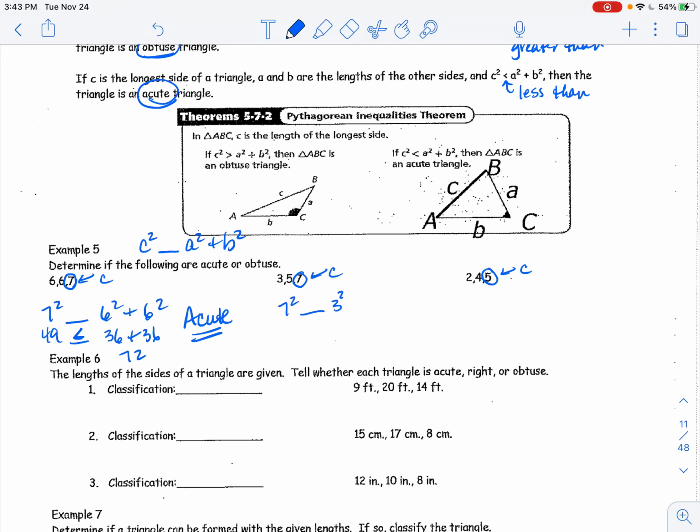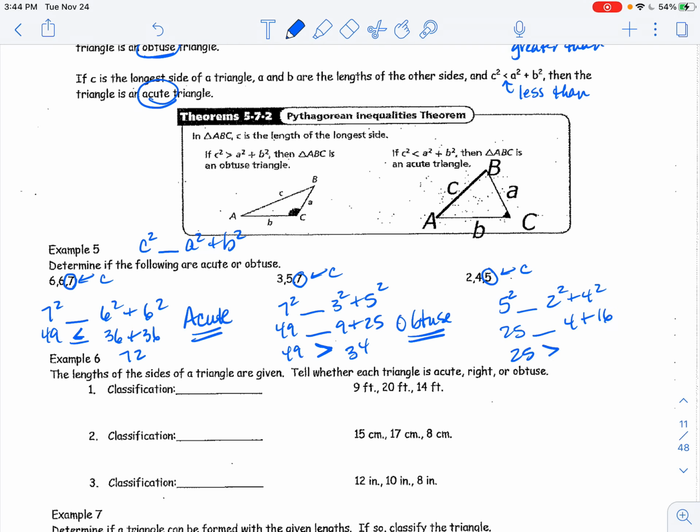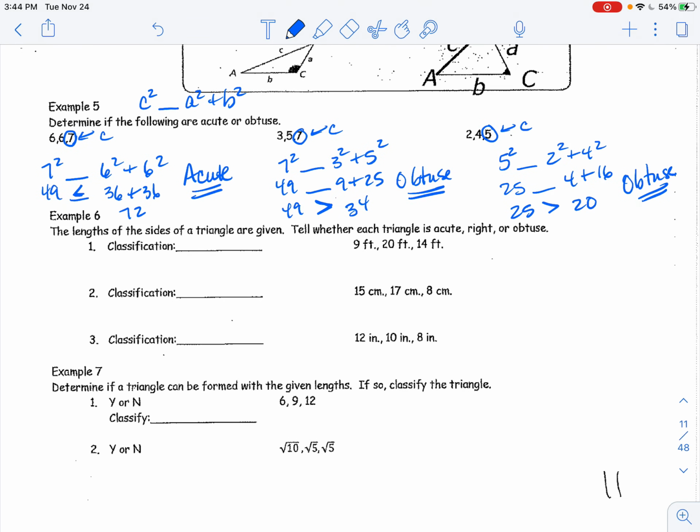Okay, so let's see. 7 squared compared to 3 squared plus 5 squared. 49 compared to 9 plus 25. 9 and 25 is 34. So in this case, 49 is greater, so this one would be obtuse. Okay, let's try one more. 5 squared compared to 2 squared plus 4 squared. 25 compared to 4 and 16. 25 is greater than 20, and so this is obtuse. And that's how it works.